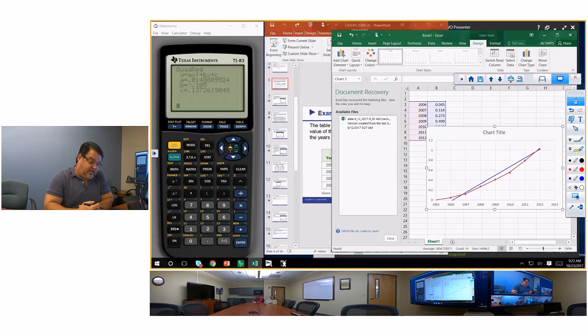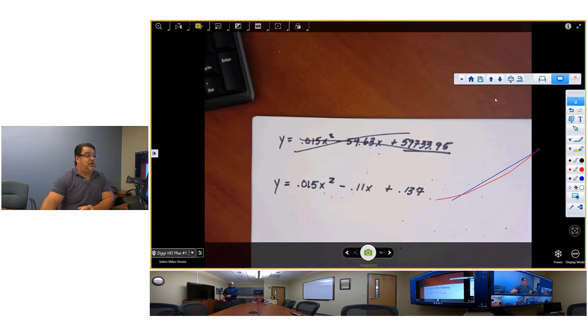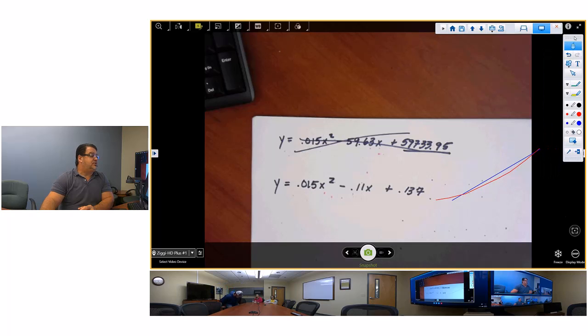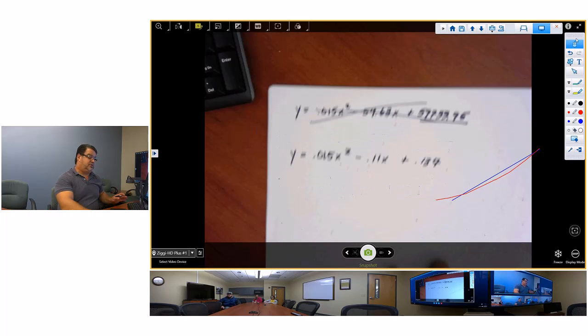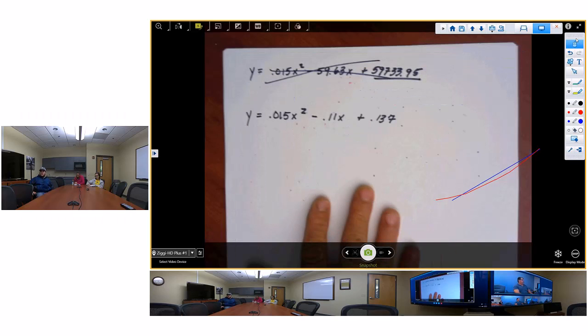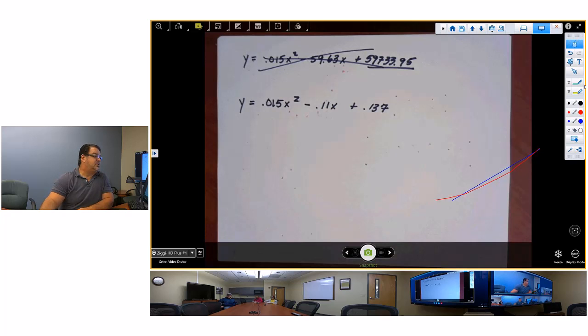Now, is there anything we can do to this to make it to where we can do completing the square? Yes or no? Because we don't want to have to use the quadratic formula, because then we have to depend on what? Calculator. So is there anything we can do to this quadratic to where we can use completing the square? Anybody want to take a stab at it?